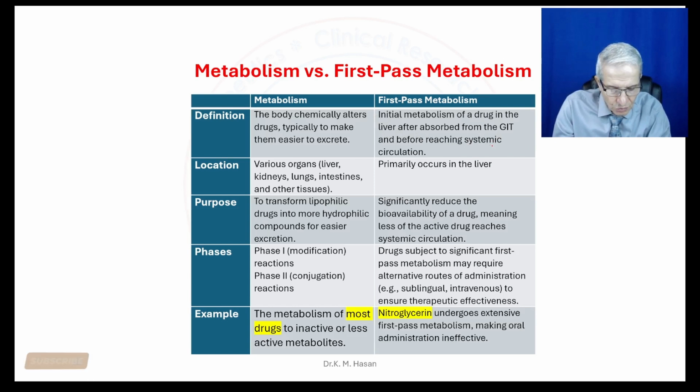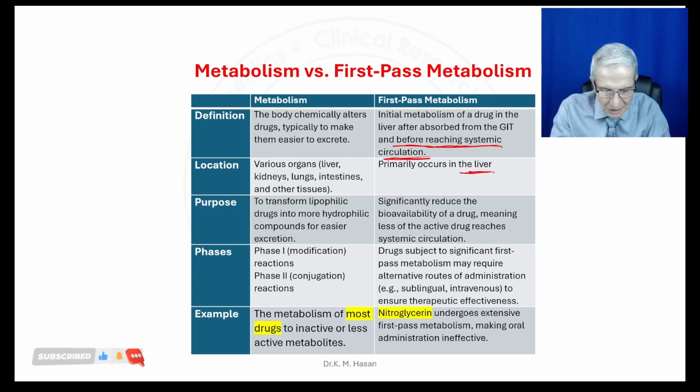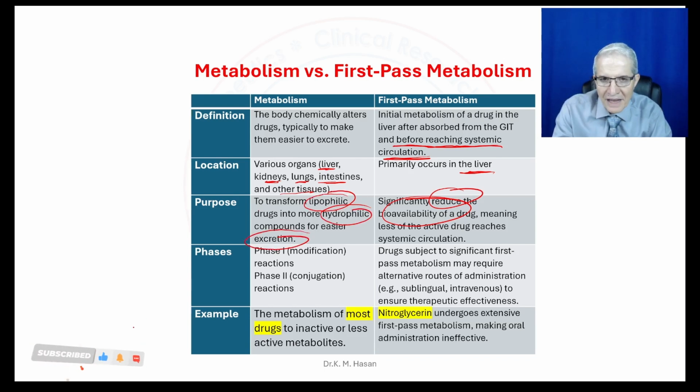The key word we need to remember: metabolism happens before the medication reaches the systemic circulation, mainly in the liver. But general metabolism could happen in the liver, kidney, lung, intestine, or other tissues. The purpose of first pass metabolism is to reduce bioavailability, but general metabolism transforms the lipophilic medication into a hydrophilic medication and makes it easier to eliminate through the urinary system. For metabolism, we have phase 1 and phase 2 metabolism.